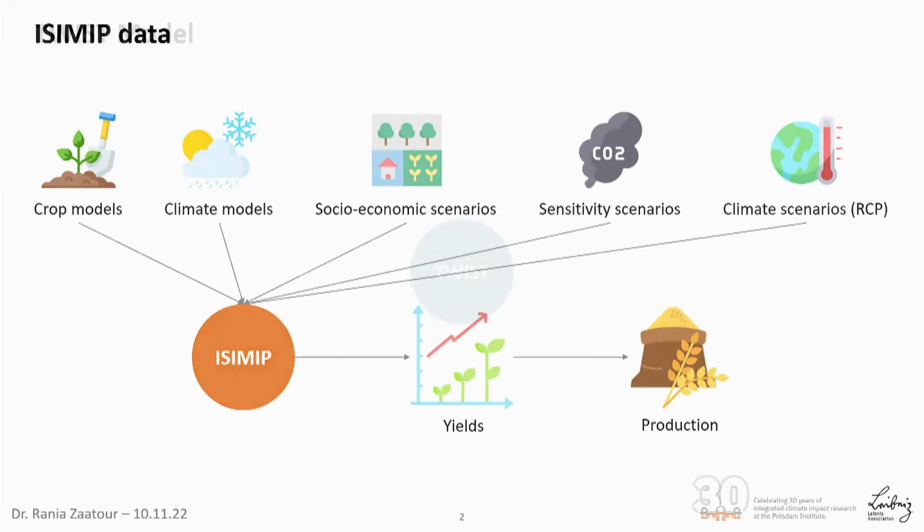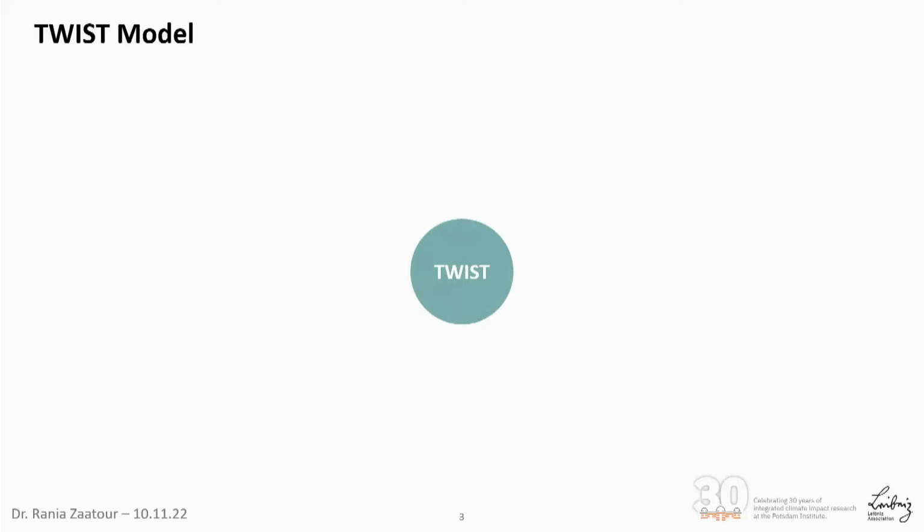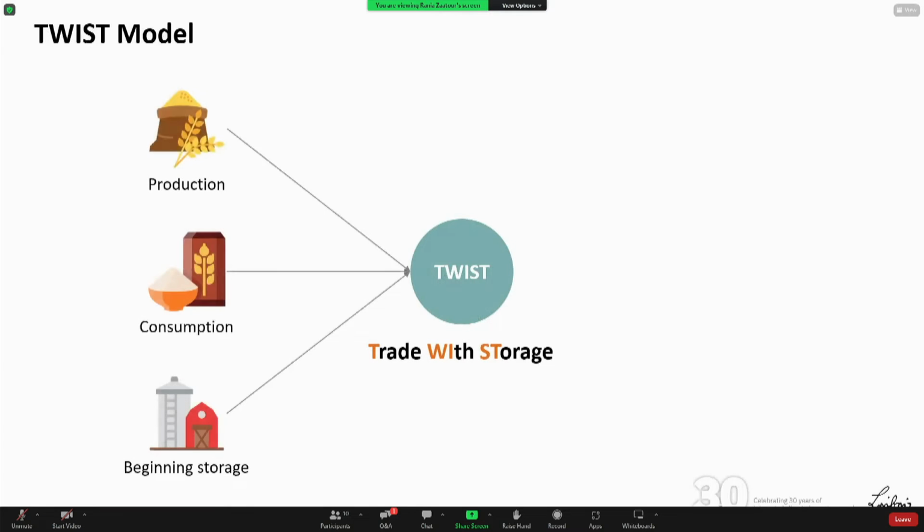These productions are next fed to TWIST, which is short for trade with storage. This is a pricing model that takes in a global annual production, a global annual consumption, and the beginning storage in order to estimate the global annual prices of different crops. So, as the title of this presentation precised, we are interested in analyzing how these global annual prices will vary in the future.